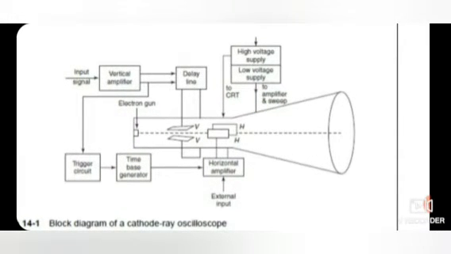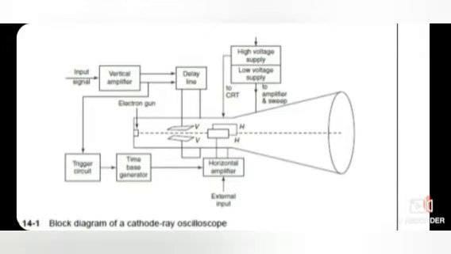See the diagram. It consists of input signal, vertical amplifier, trigger circuit, time-based generator and delay line. There will be an electron gun in the CRT. Then high voltage supply, low voltage supply from the amplifier circuit. Then sweep amplifier, horizontal amplifier. Then there will be an external input.